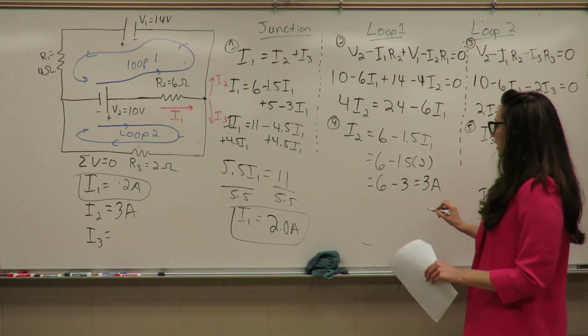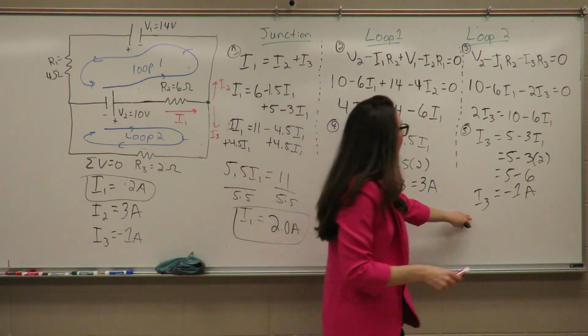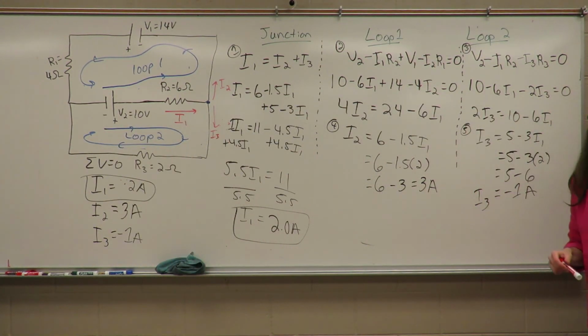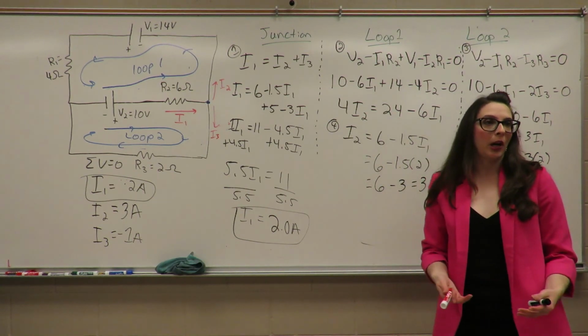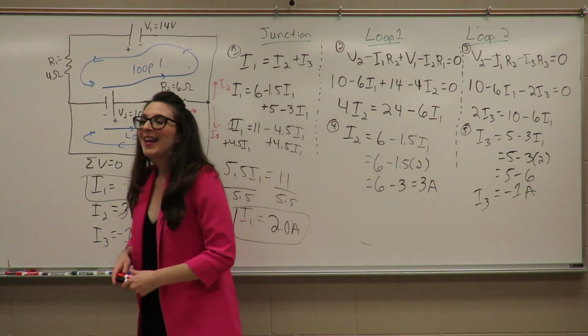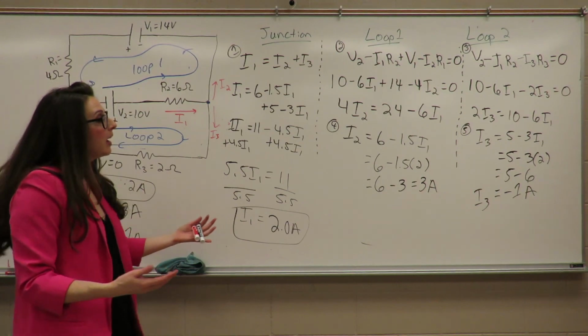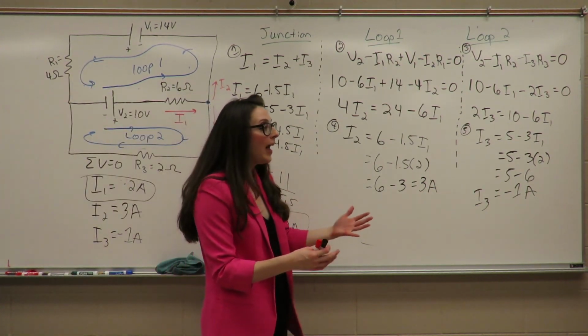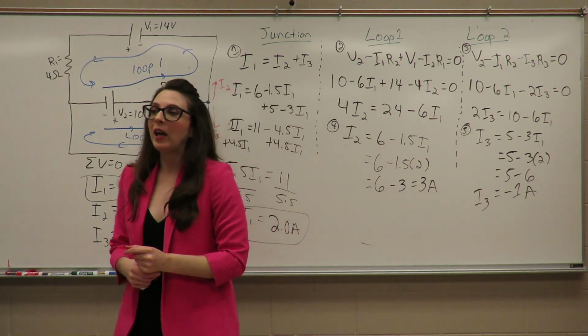Okay, what does that mean? So in the end, we found here that actually I3 is negative. I3 is equal to minus 1 ampere. So what does it mean when we have a negative current? Well, that just means that we chose the convention for our current in the first place to be in the wrong direction. That's okay though. The amplitude or the magnitude of I3 is still positive 1 ampere.